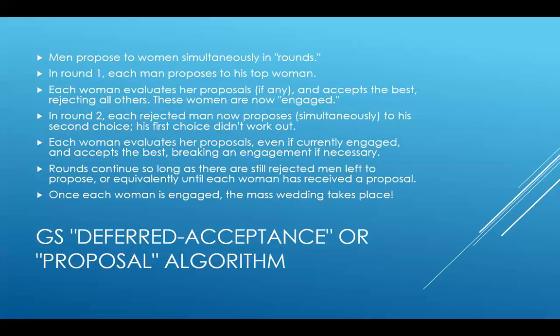So each woman evaluates her proposals, if any, and accepts the best, rejecting all the others. And these women are now engaged. Okay, so those women are engaged to those initial proposals. All the men propose to their top choice in the first round. The women evaluate those and keep the proposal and are considered engaged to the ones that they keep, and they reject all the ones that are lower on their list. And that means there's going to be some men in the second round that have to propose again.